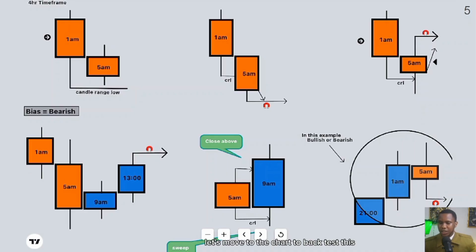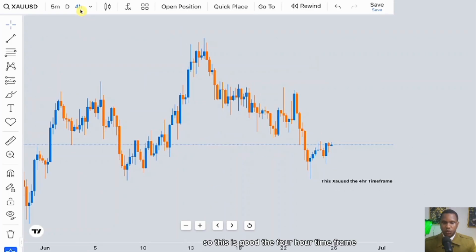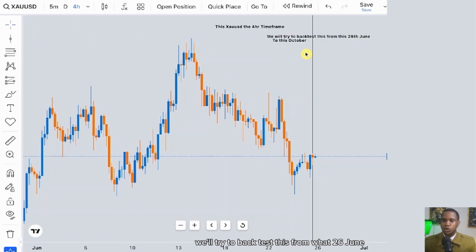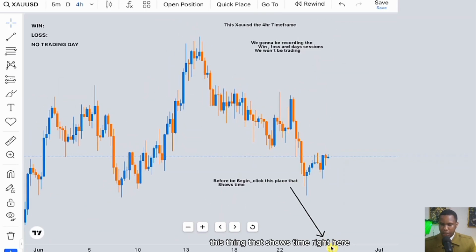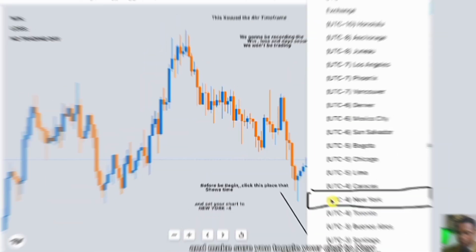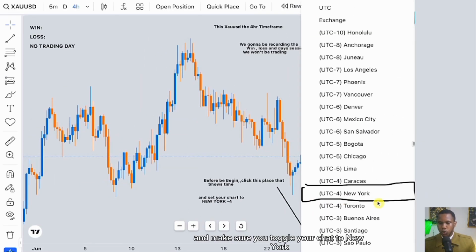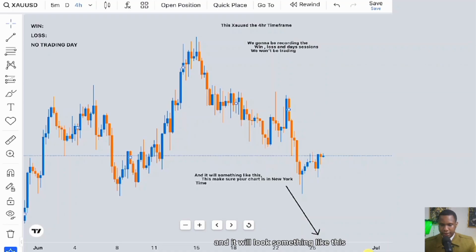Let's move to the chart to backtest this to show this working properly. So this is the 4-hour time frame. We'll try to backtest this from 26 June this 2025 to this October that we are currently at. And we're going to be recording the win, loss, and no trading day of this. I want you to click this thing that shows time right here, and make sure you toggle your chart to New York. And it will look something like this, to make sure your chart is in New York time.